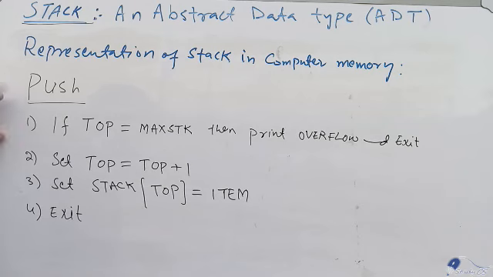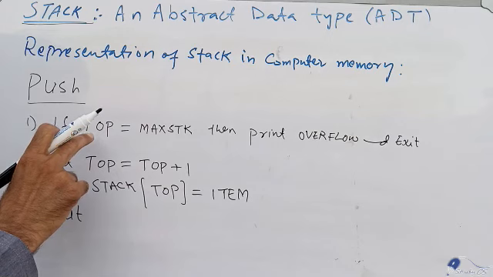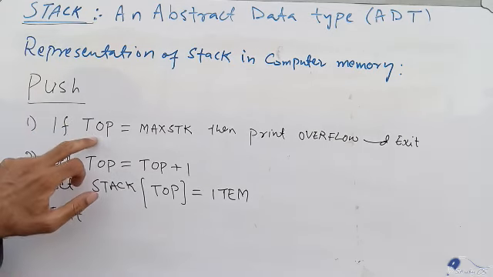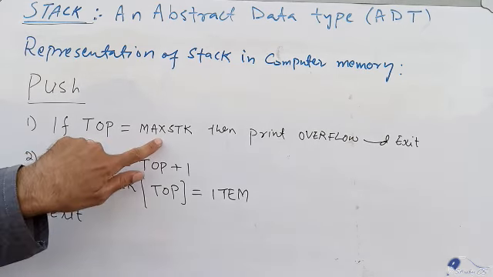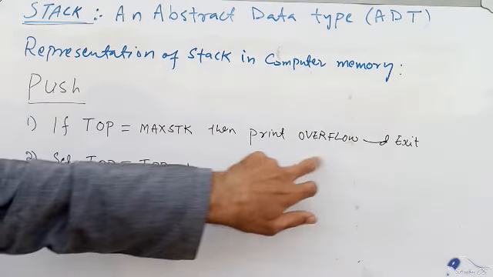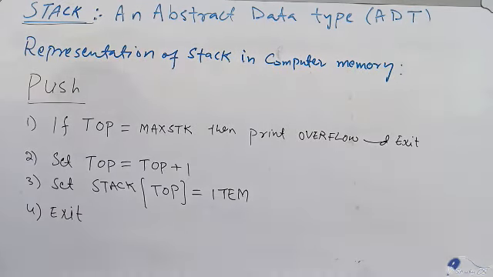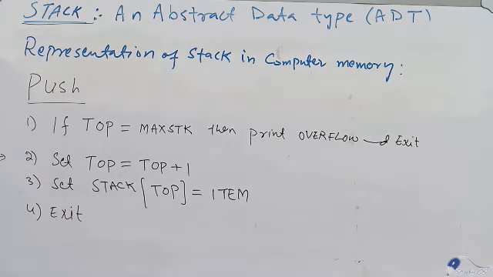So at the first step, with this statement we can check whether there is empty space or not. We can check whether the list can hold a new element or not. If top becomes equal to max stack, this will print the overflow message: there is no space to add a new element to the stack. If this condition is false, as you know this is a decision structure, it should go to the next step.